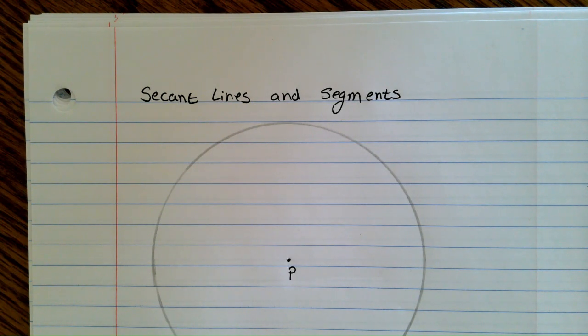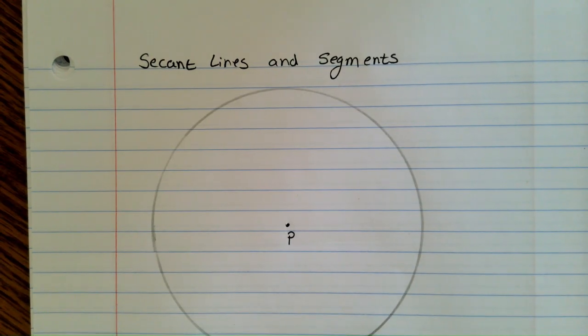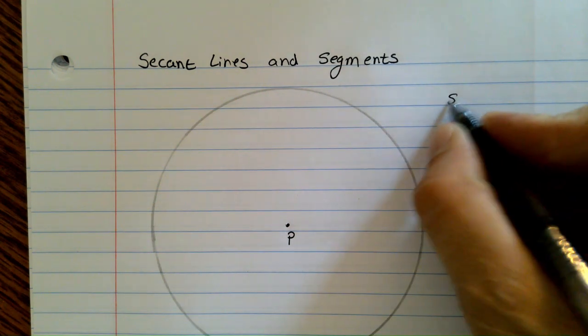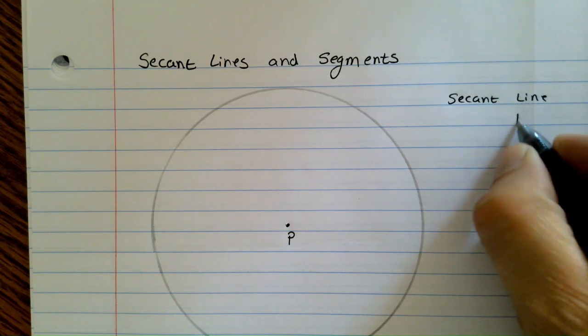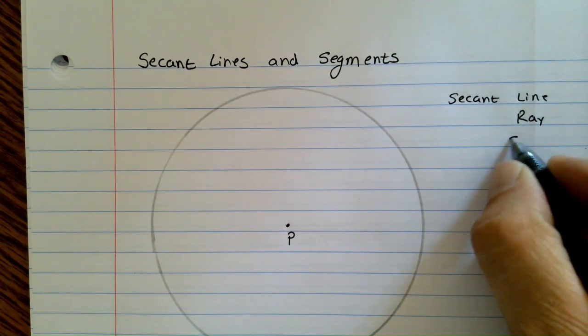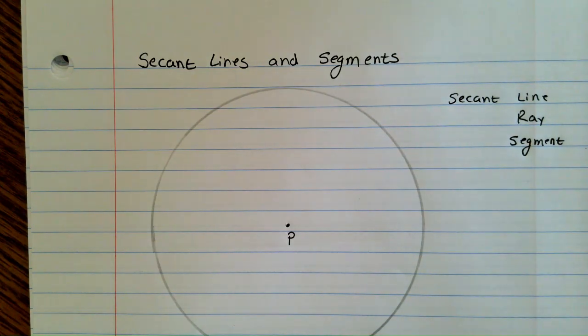Welcome back to another video involving circles. As you can see, I have a circle drawn here, and we're going to be working on secant lines and segments. Now, in previous videos, we've talked about secant lines, because a chord is a type of secant line. So you can actually use a secant line, ray, or a segment. And a chord, of course, would be a segment.